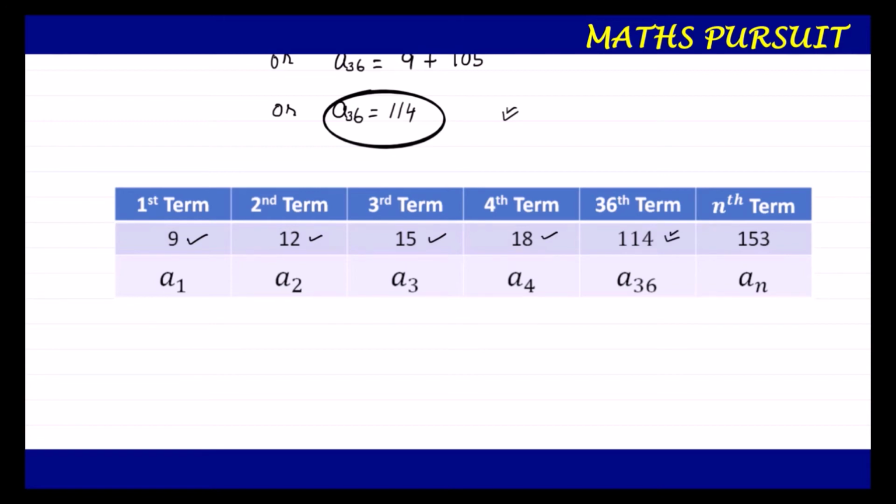Now guys, we are going to add 39 because we are going to find out the particular term which we will get after adding 39 to this 36th term. So after adding 39 to this 36th term, that means we are going to add 39 to this 114. If I add 39 to this 114, we will get 153. Now, after getting 153, our main aim is to find out the value for this n. This is the final part of the question. We need to calculate the value of this n.